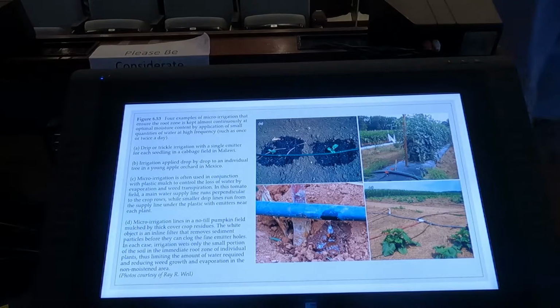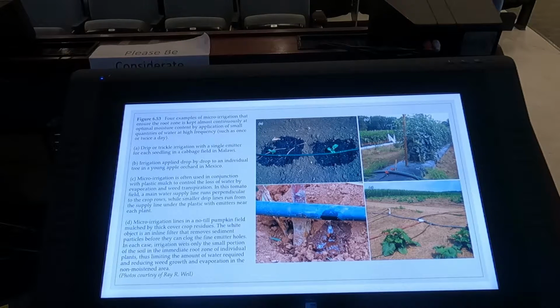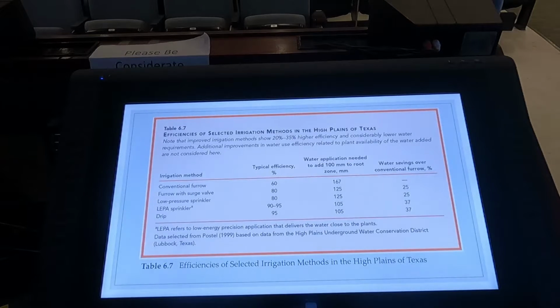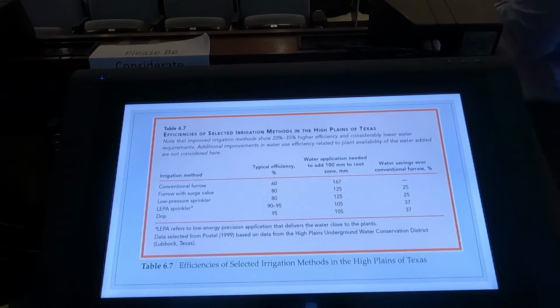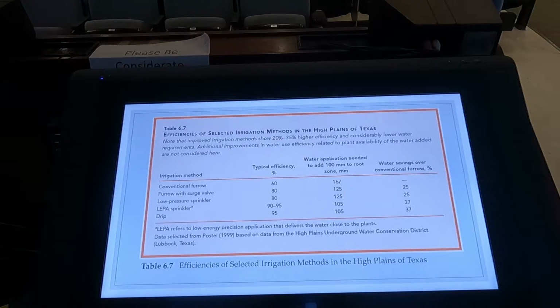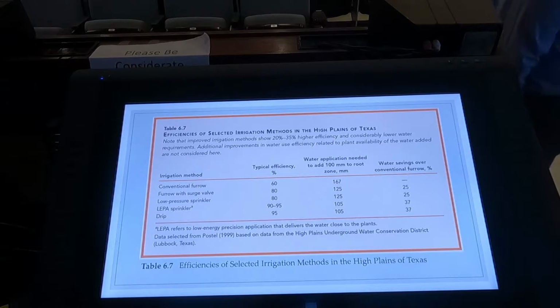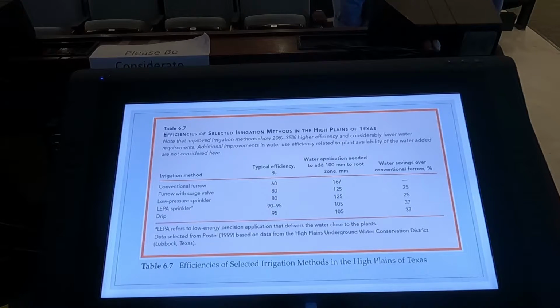So we left off when we were talking about water use efficiency and some of the different types of irrigation that we can use, some of the efficiencies with our conventional furrow versus a drip, things like that. Water use efficiency is going to be big in the future because we are not able to recharge our aquifers as fast as we were back in the day because of the changes in the rainfall patterns.